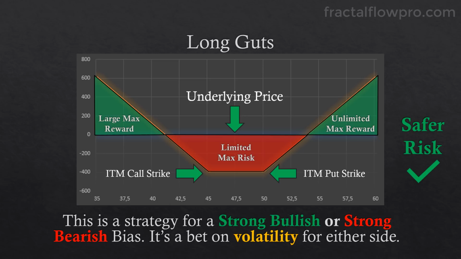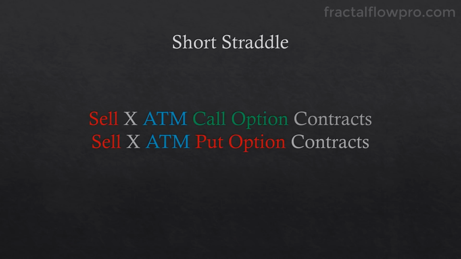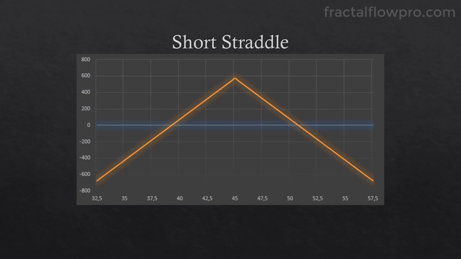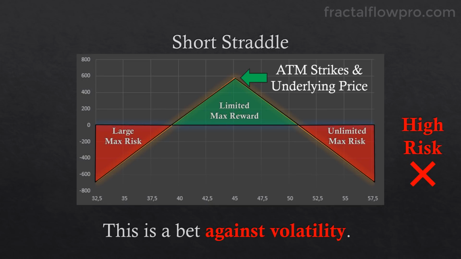The short straddle strategy consists in selling X number of at-the-money call option contracts and selling X number of at-the-money put option contracts. In terms of payoff, this is the mirror image of the long straddle strategy because the maximum profit occurs if the underlying price is exactly at the strike price when options expire. The more the underlying price moves away from the strike price of the options, the lower the profit. This is why the short straddle is a bet against volatility. The ideal market scenario is that price remains the same without volatility.